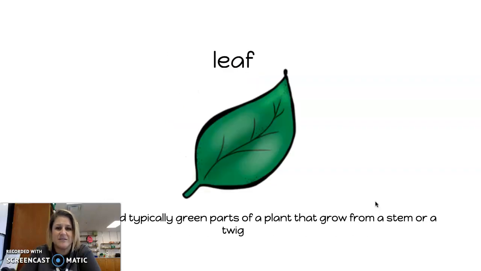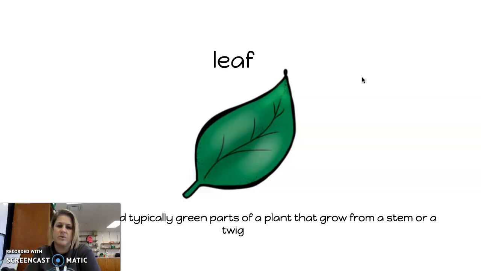A leaf. So this leaf is green. Here's the word leaf. L-E-A-F, leaf. So one of the flat and typically green parts of the plant that grow from a stem or a twig. So some people call them stems, some people call them twigs, some people might just call it a stick. This is where you're going to see the leaf of the plant.